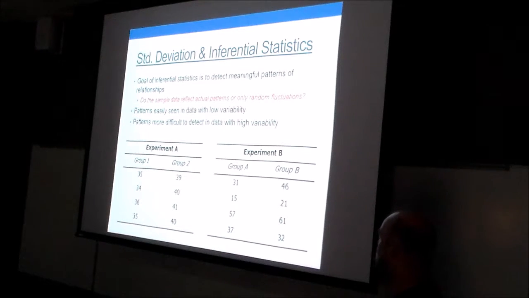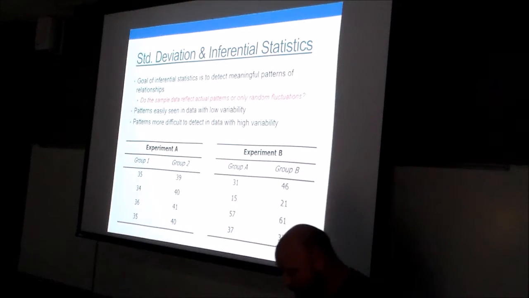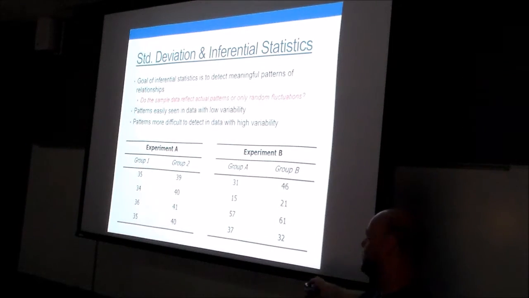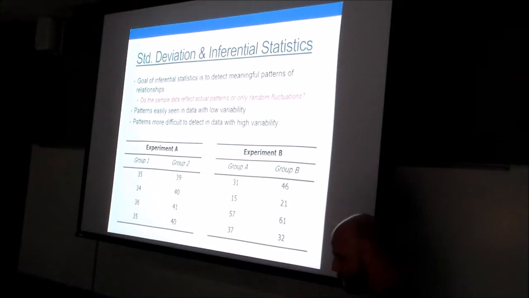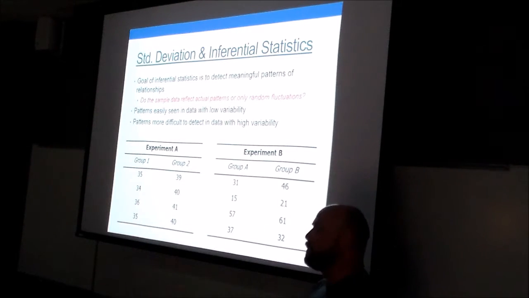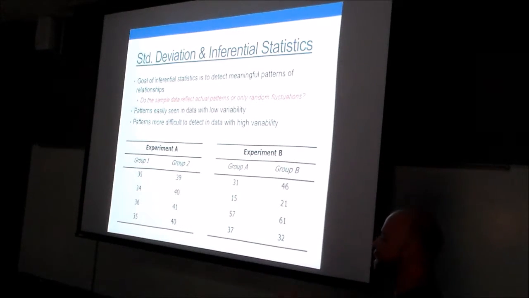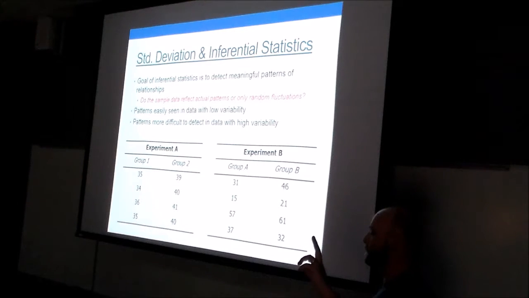Group A here, boy, we've got anywhere from 15 to 57, 21 to 61, right? If I look at the means for both of these, mean for group 1 and group A is 35. Mean for group 2 and group B is 40. But which one of these sets do we see get a better sense of whether or not we have systematic differences between the 2 groups?